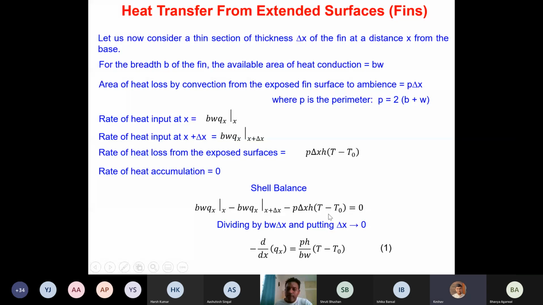There should be a 2 in the heat loss from the exposed surfaces, but this 2 we have already used in P, remember? Okay, so this is the equation which we have obtained.